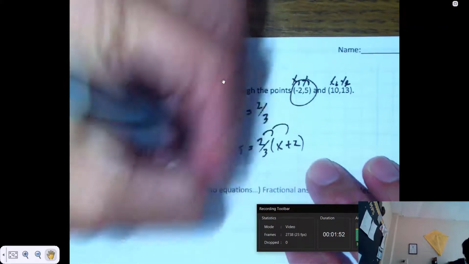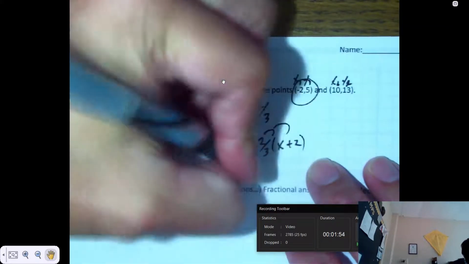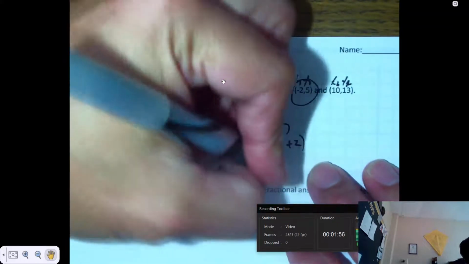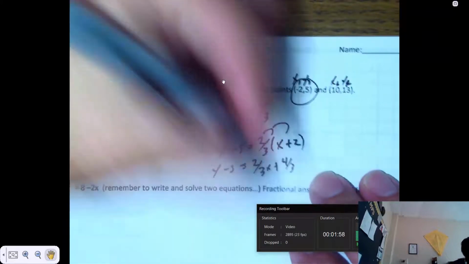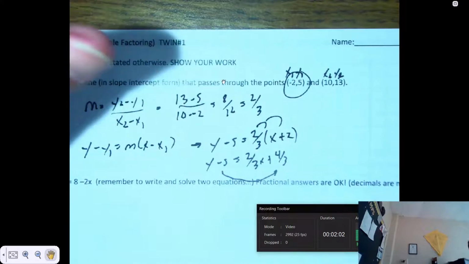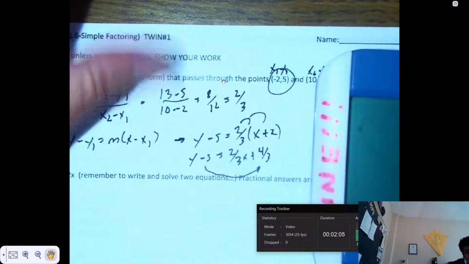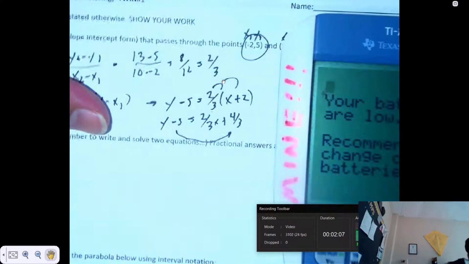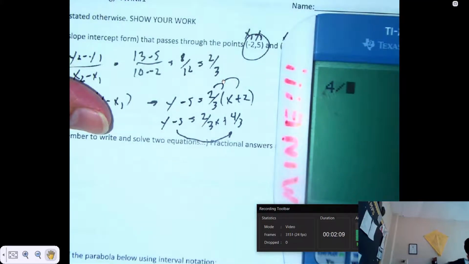Now we're going to kick in the distributive property. 2/3 times x is 2/3 x. 2/3 times 2 is 4/3. And then we're going to add 5 to the other side. Now, most kids are pretty bad with fractions, so I'll just show this instead of showing you how to do the fraction online anyways. I'm going to go to my calculator.